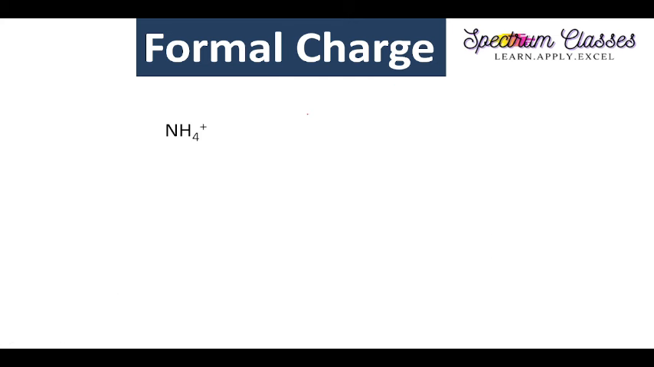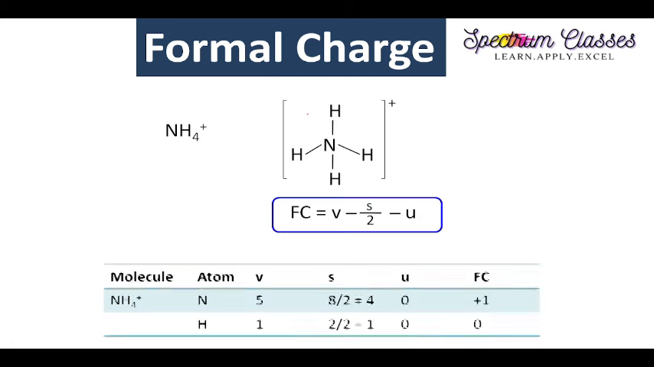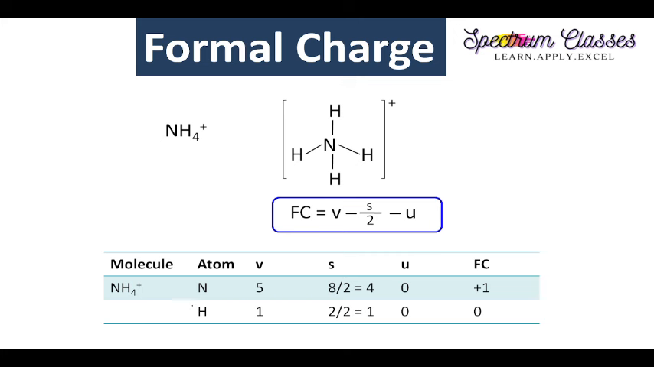The next example is this. And here is the formula to calculate this. Now we are going to calculate, since we have 2 different kinds of atoms, nitrogen and hydrogen.